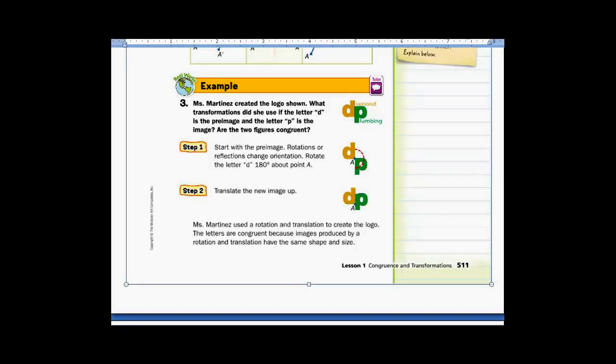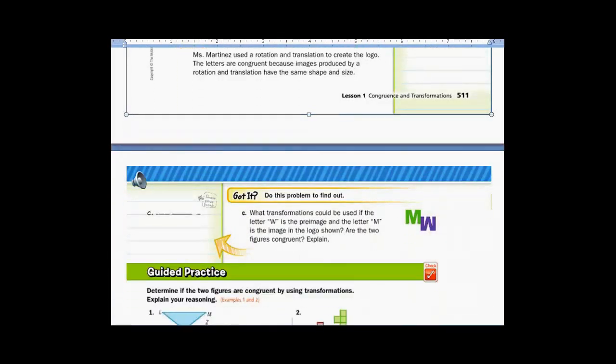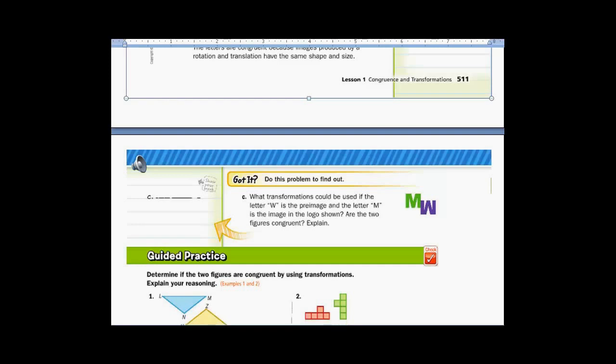So if you could think about even breaking these pieces apart, taking the D, switching it upside down, and then moving it straight up, that's what you would have. So they are congruent because they're the exact same size and they would go into the exact same position. So, looking at that one, we'll just do that one together.